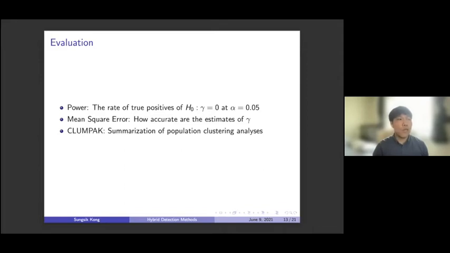And second, we evaluate the accuracy of estimates of gamma by computing the mean squared error, which is basically the distance between the estimates and the true value. And finally, we conducted CLUMPAK analysis to summarize and visualize population clustering analysis.